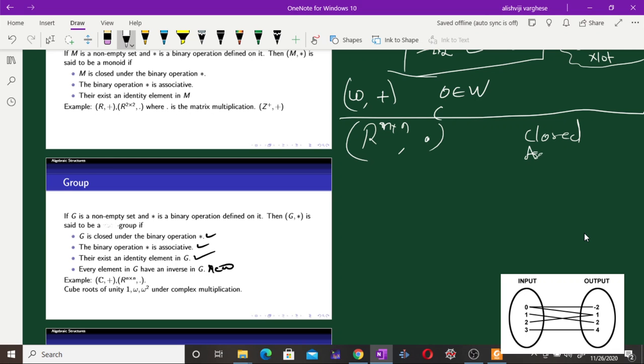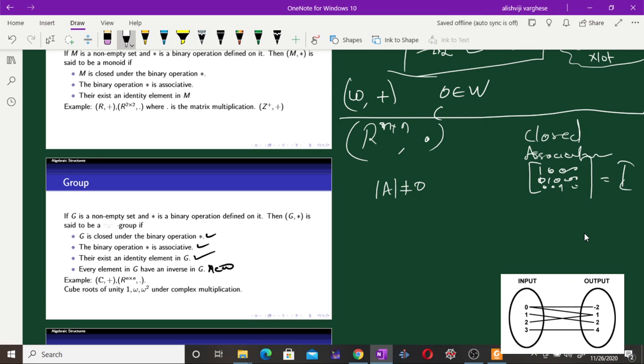Then associative, and for the identity element of matrix multiplication, there exists an identity matrix with 1 0 0 0, 0 1 0 0, 0 0 0 1 and so on. That identity element belongs to R raised to n by n, and therefore the identity element exists. And when we look for the inverse, there is a problem. Not all n by n matrices possess an inverse. Those matrices for which the determinant is not equal to 0 will possess an inverse in R raised to n by n.